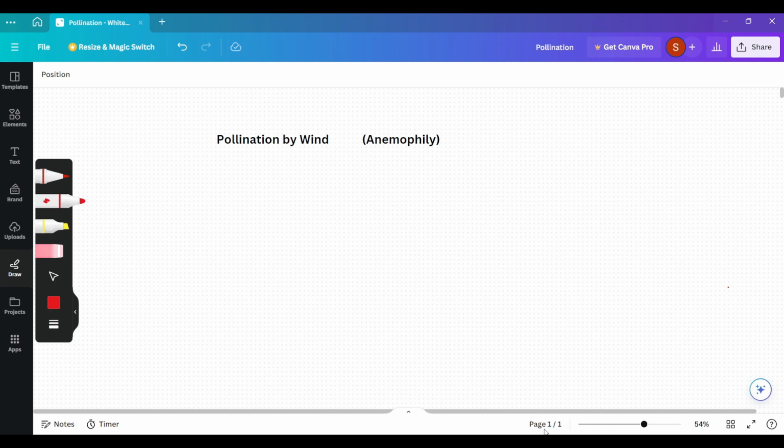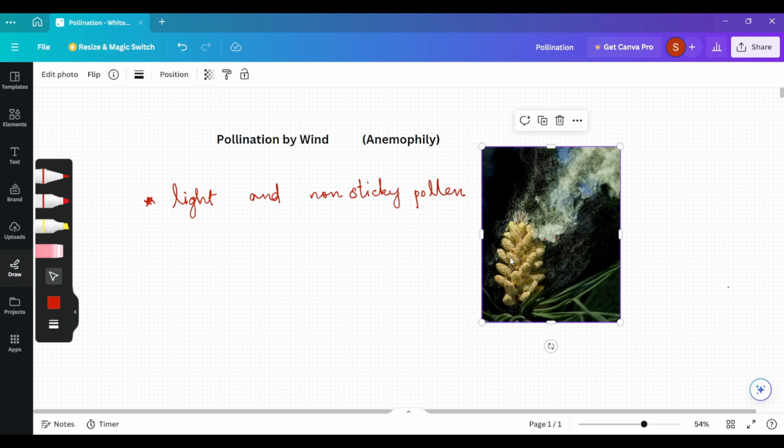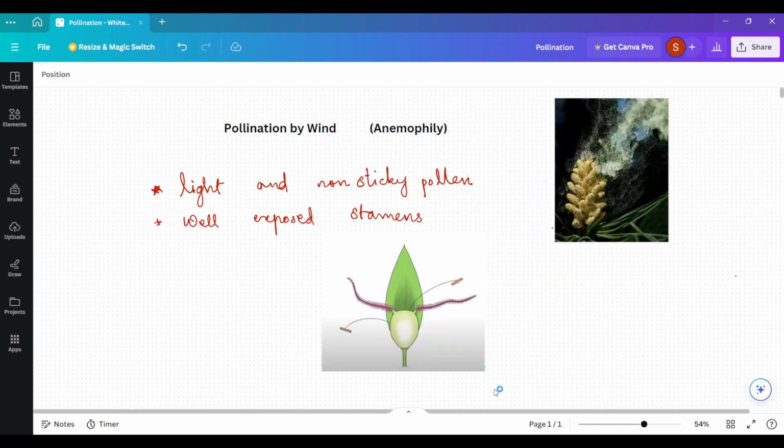Pollination by wind, which is otherwise termed anemophily, is considered the most common among all the abiotic pollinators. Flowers pollinated by wind will mostly have pollen grains which are light and non-sticky. The pollen grains remain light and non-sticky so that they can be easily carried away by the wind. They often possess well-exposed stamens. In this flower, you can see the stamens are well exposed so that the pollen grains can be easily carried away by the wind.